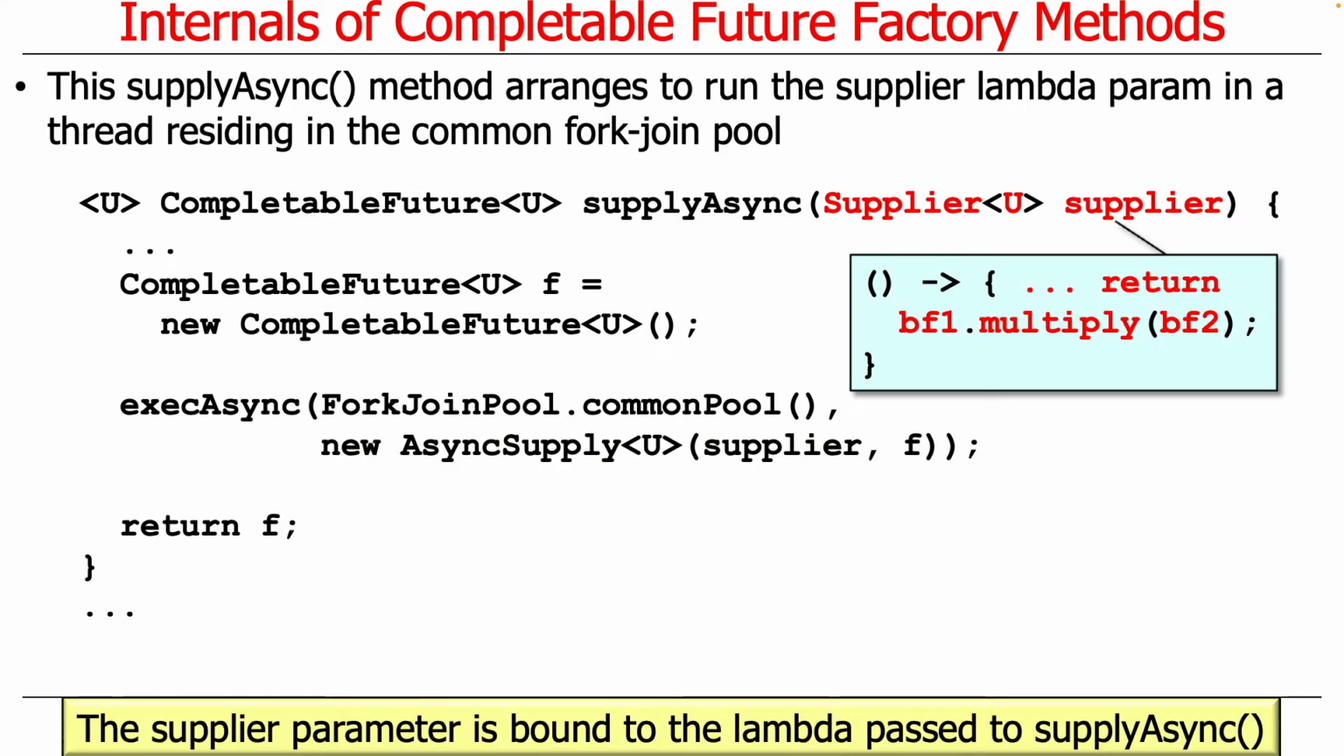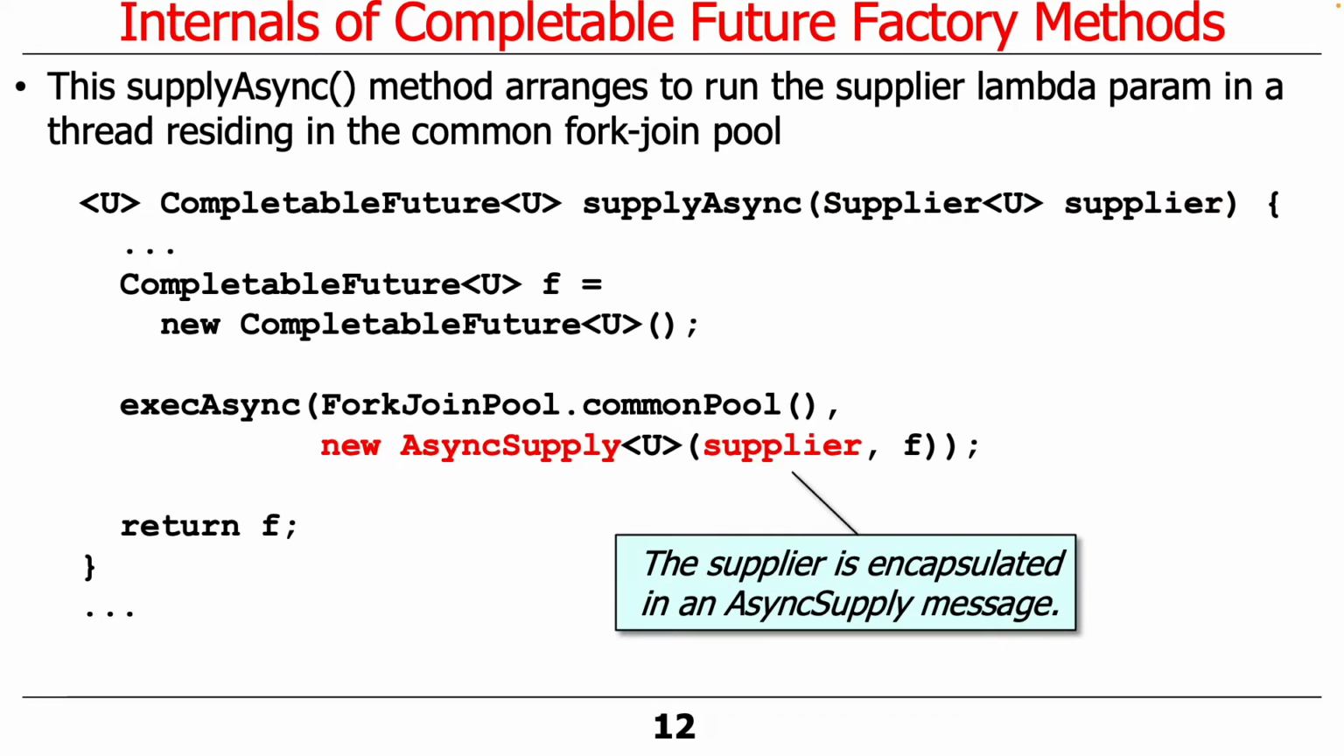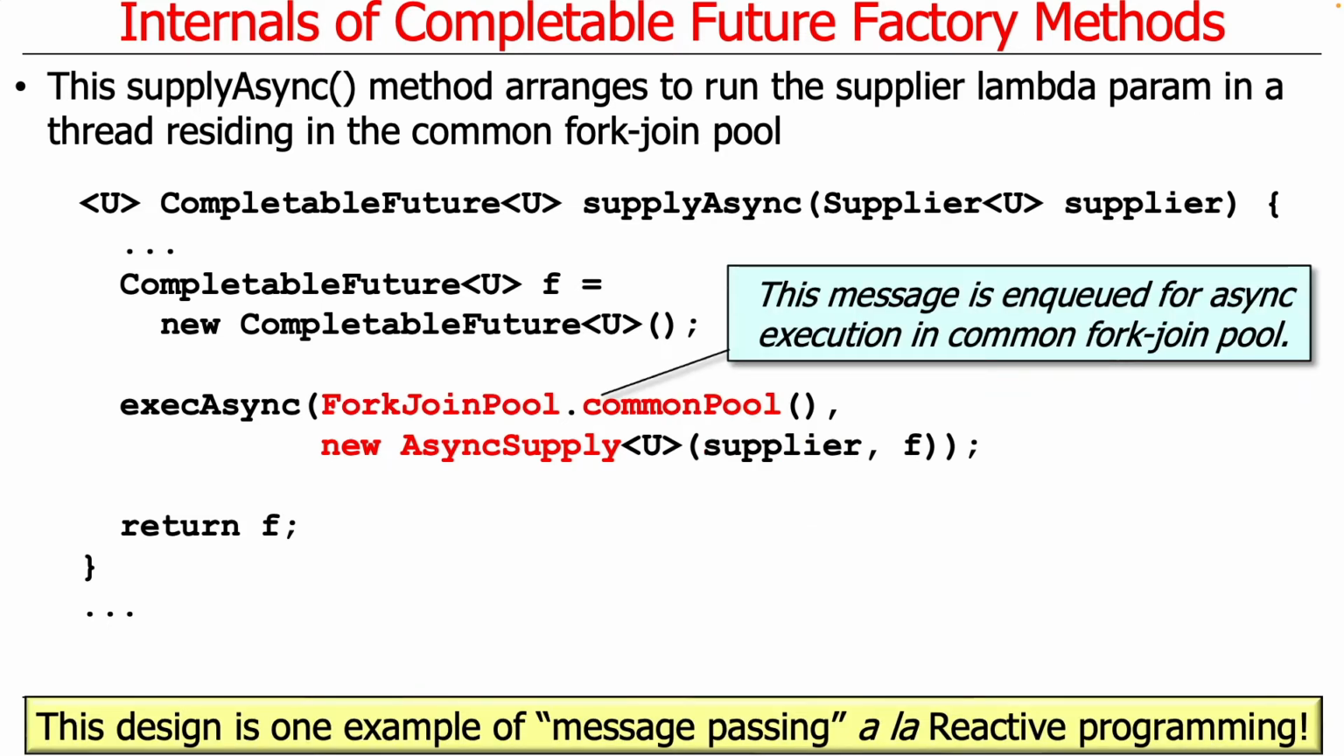You can see here, this is the supplier that's passed in, which in our case was that supplier lambda that multiplied the two big fractions together. You can see how a new instance of a class called AsyncSupply is created, passing in the supplier as a parameter. Notice this is kind of interesting, we also pass in a completable future that has not yet been completed. Then we enqueue this object, which encapsulates the supplier and the incomplete completable future, in the common fork join pool via the execAsync method. This is a great example of the message passing principle described in the reactive programming model.